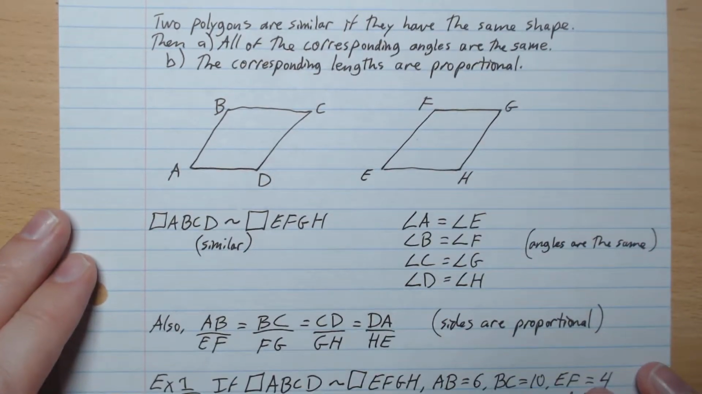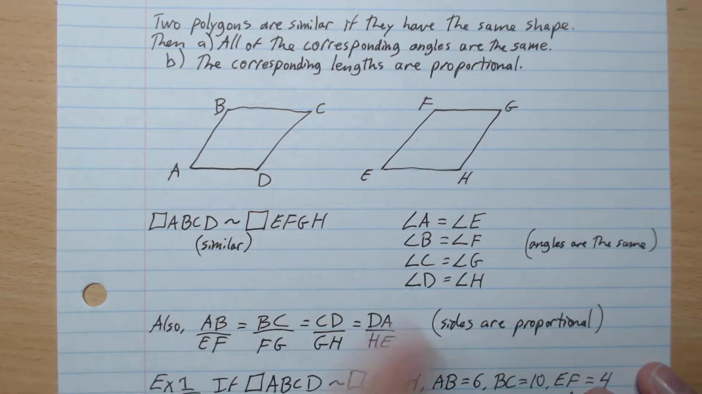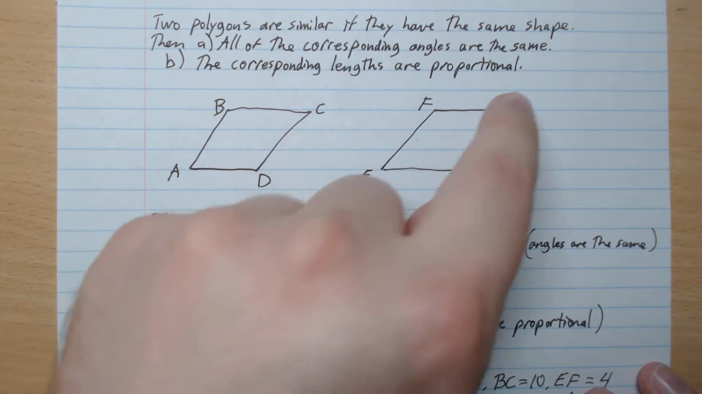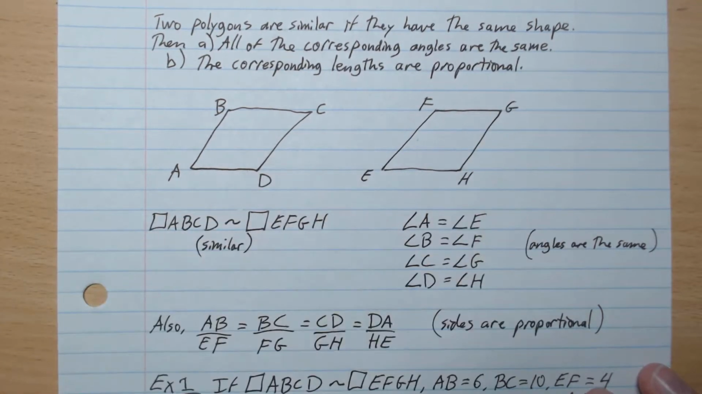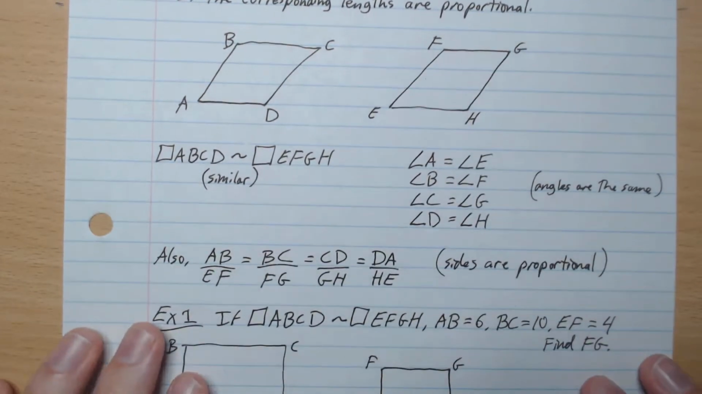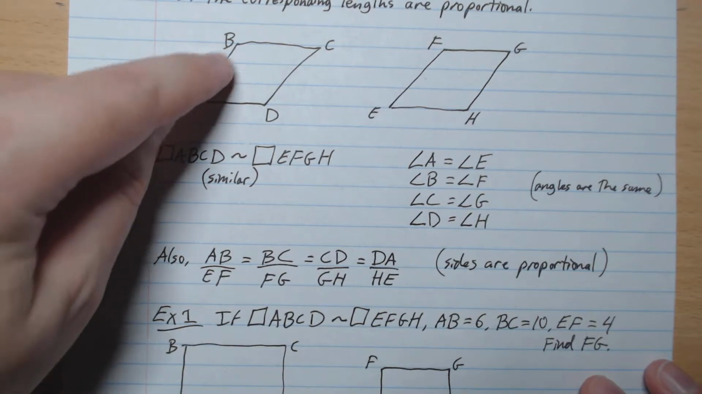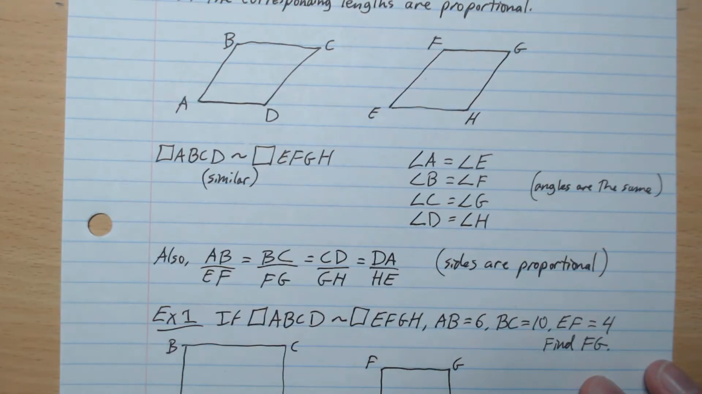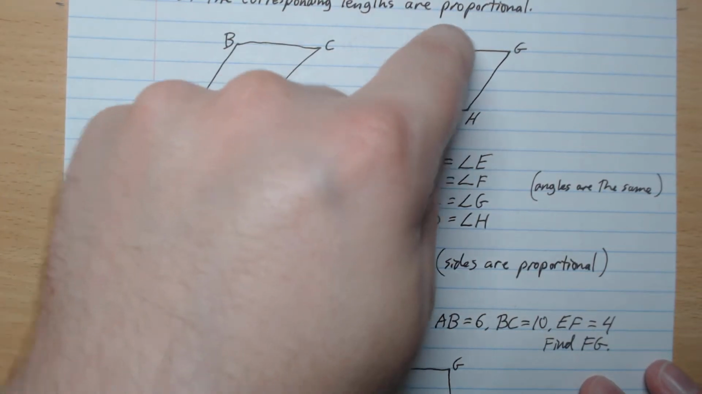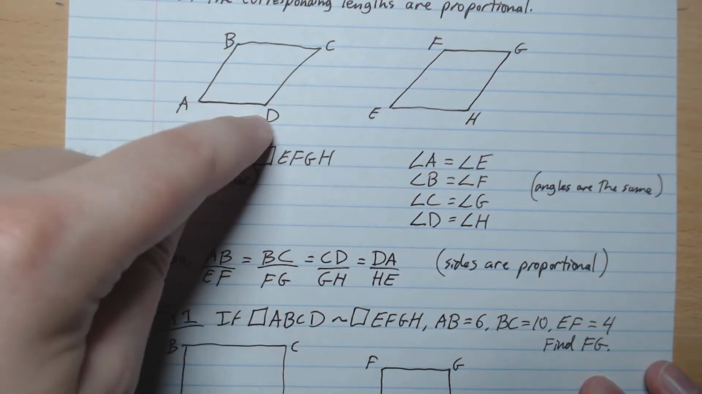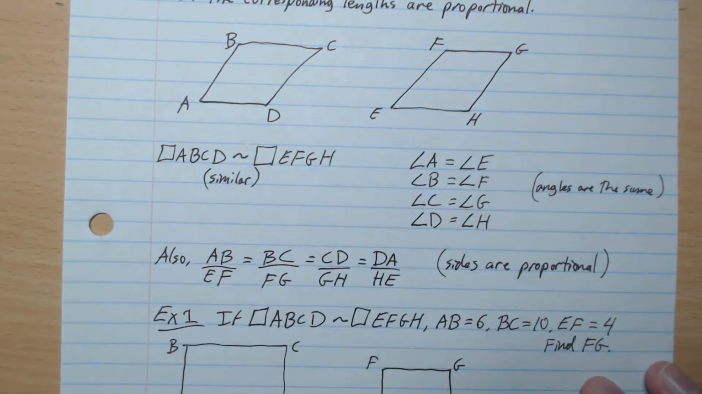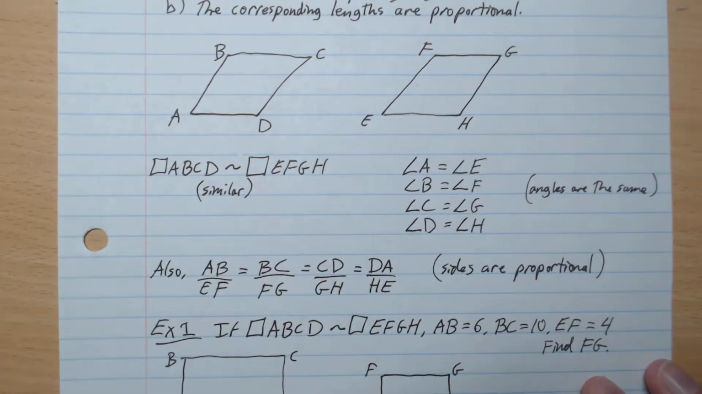And so we have angles that are the same, so A and E, B and F, C and G, and D and H like that. Also, the sides are proportional. So AB over EF equals BC over FG equals CD over GH and is equal to DA over HE, like that.